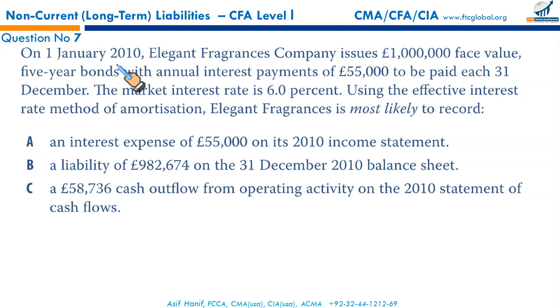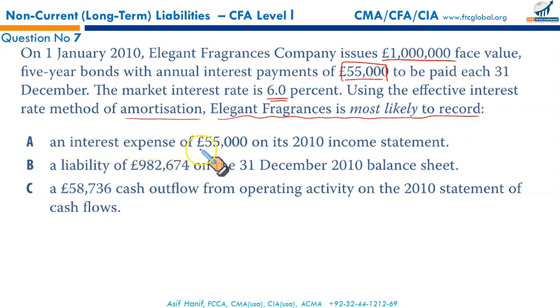Next, now this question requires some serious computations. On January 1st, 2010, Elegant Fragrances Company issues £1 million face value 5-year bonds with annual interest payments of £55,000, to be paid each 31st December. That's an annual payment. The market interest rate is 6%. Your coupon rate is 5.5%, lower than the market rate, so it's a discount bond. Using the effective interest rate method of amortization, Elegant Fragrances is most likely to record what?